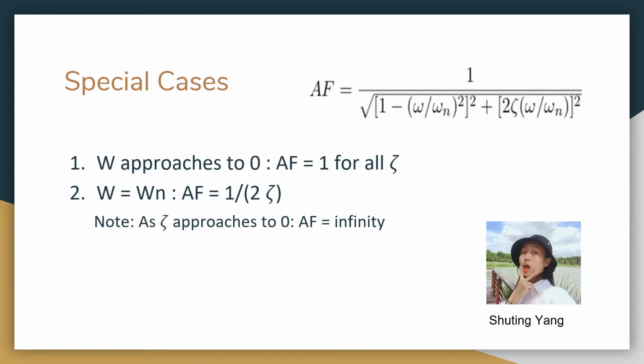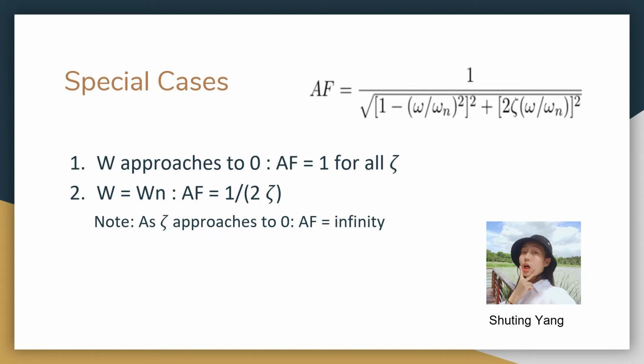Here is the equation of the amplification factor AF. The first case is when omega approaches 0. AF will be equal to 1 for all damping ratios, because when you plug omega equals 0 into the AF equation, you will see the value of AF is independent of the damping ratio, and the denominator becomes 1. So the final value of AF is 1.